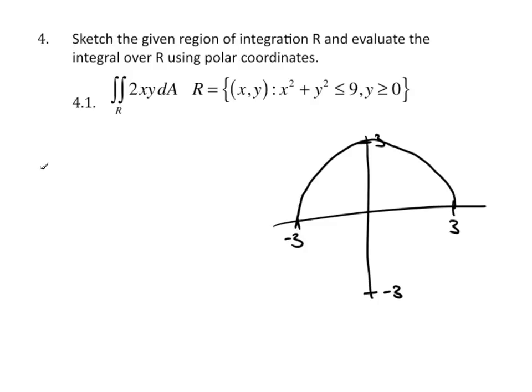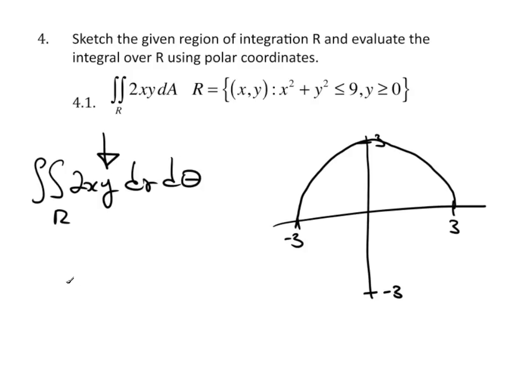So I want to integrate over R 2xy dA, but I want it in reference to polar coordinates. So dr d theta, but this is funky because the x and y is just not simply r. I need to work with that a little bit. If you remember, the conversion back and forth from Cartesian to polar coordinates consists of x equals r cosine theta and y equals r sine theta.